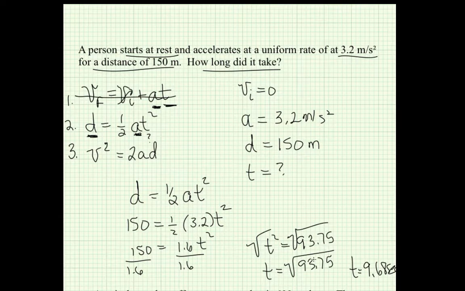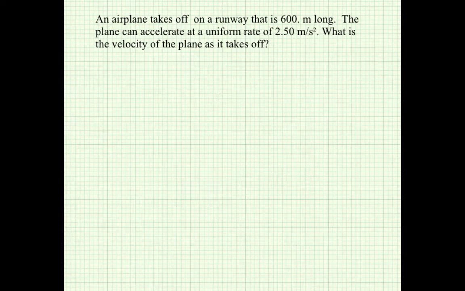And that seems reasonable because we know the square root of 100 is 10, so we can approximate that and go, that sounds pretty good. We have an airplane takes off on a runway that is 600 meters long. The plane can accelerate at a uniform rate of 2.5 meters per second squared. What is the velocity of the plane as it takes off?